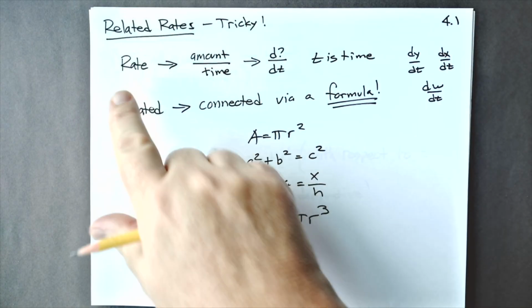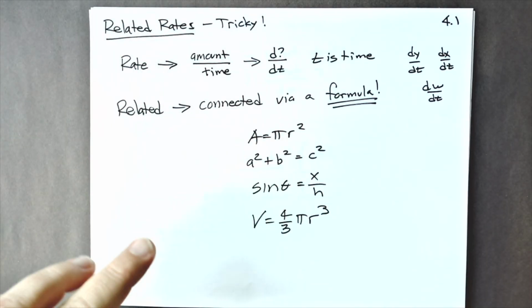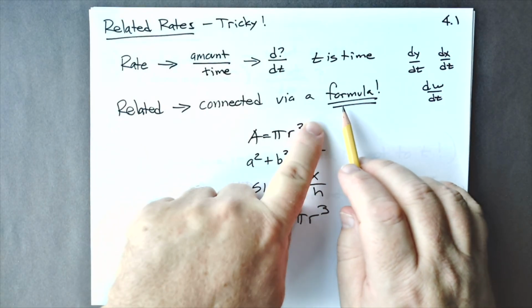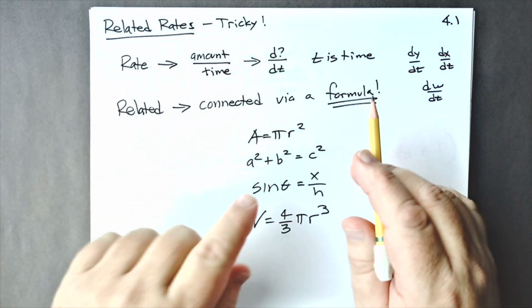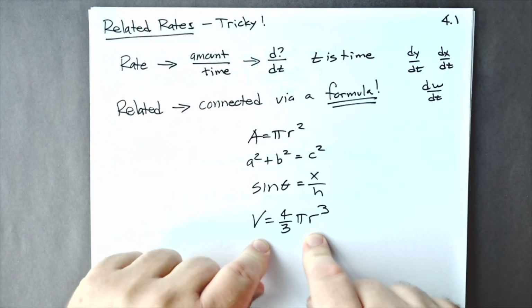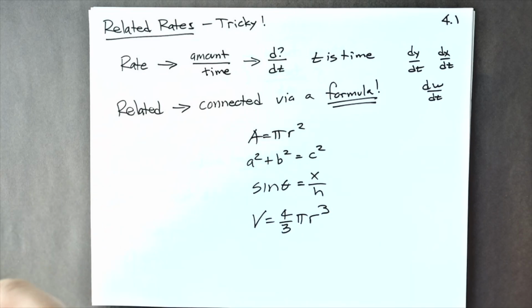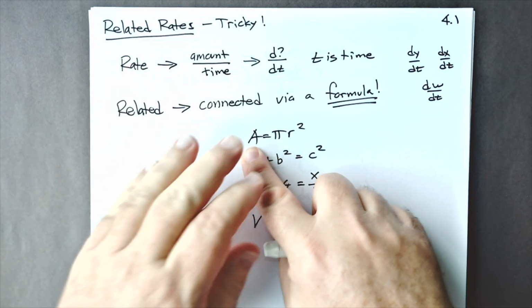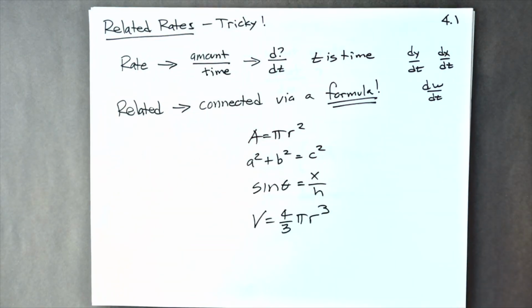That's the rate part. The related part is equally important, in that the variable that we want for our answer and the variables we're given in the problem have some kind of relation. The relation means they're connected via some kind of formula. The formula could be something like area of a circle, Pythagorean theorem, a trig derivative, volume of a sphere, whatever. There's some kind of equation that relates, and you'll notice in each of these examples there are multiple variables. Over here A stands for area, R stands for radius. If the radius of a circle is changing, the area is also changing. So those two things have a relation with each other.